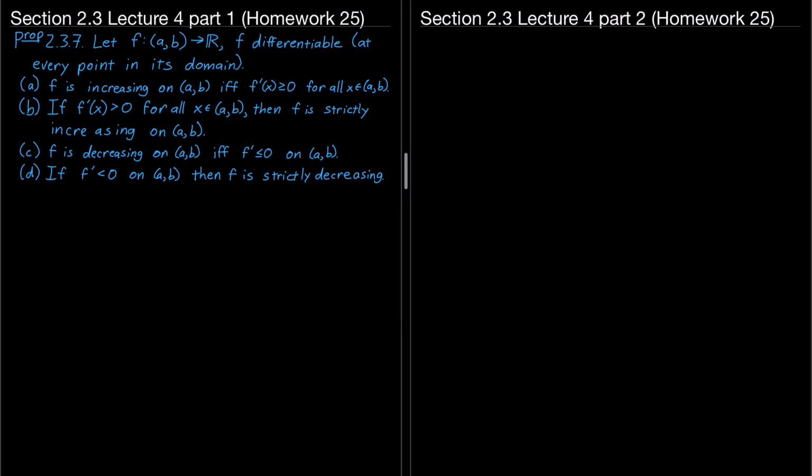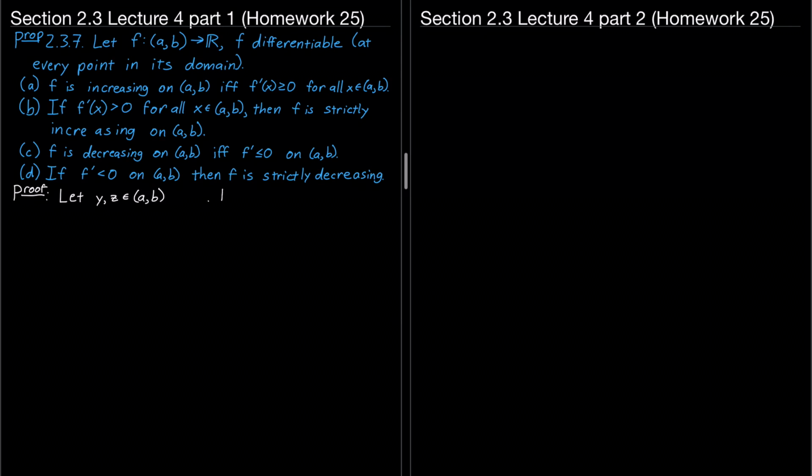All right, let's go ahead and prove, say, the increasing options, parts A and B. You can get to parts C and D by multiplying by a negative 1. So let's see. Let's pick any 2 points in our domain.